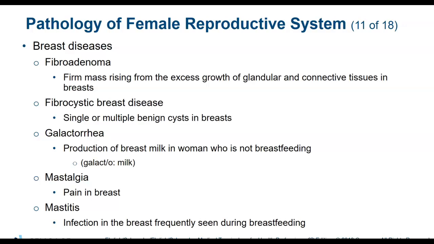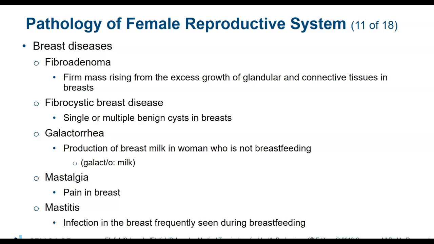It's a firm breast lump rising from the extensive growth of granular or connective tissue in the breast. So they'll look at that and make sure that there's no cancer with that, and they can always remove the tissue. Fibrocystic breast disease, again, people who have single or multiple benign cysts in the breast. Galactorrhea is the production of milk in women who are not breastfeeding.